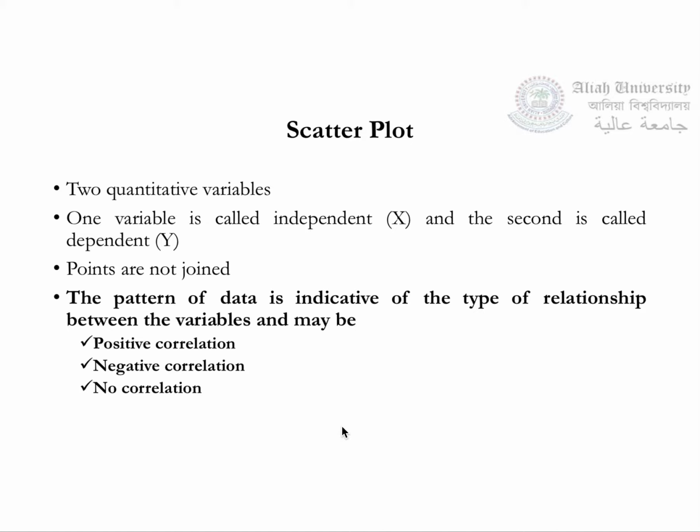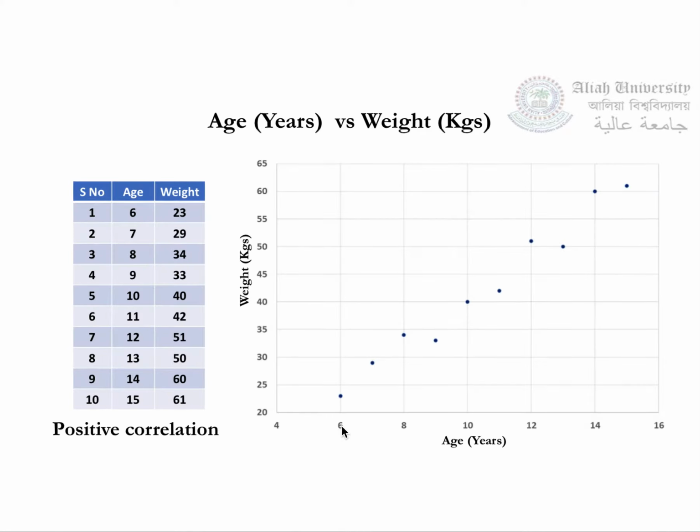Now, as mentioned earlier, the pattern of data is indicative of the type of relationship between the variables. So keeping this in mind, we'll now re-examine the data that we just observed. In this age versus weight data, as the value is increasing on the x-axis, correspondingly there is an increase in the values on the y-axis as well. Whenever the increase of one variable leads to an increase of the second variable, that is called positive correlation.